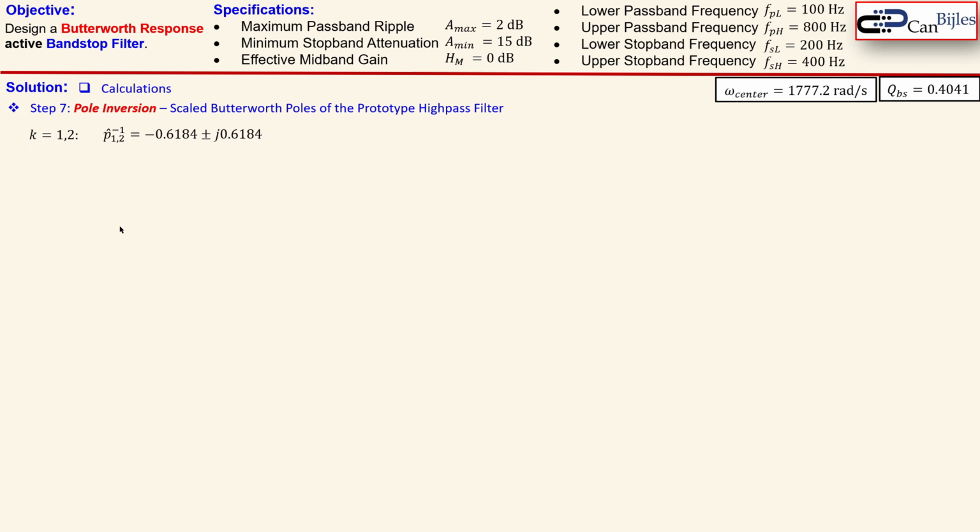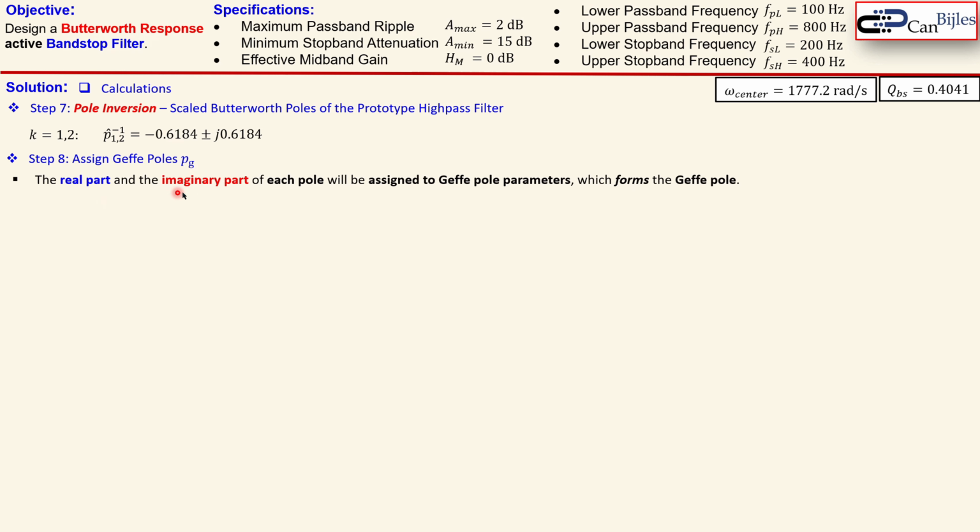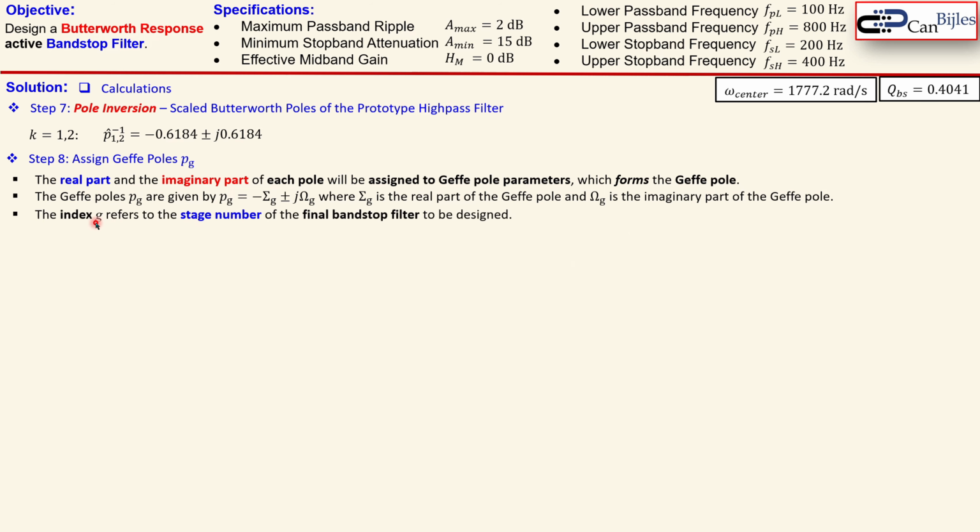And these are actually also the poles we would like to use in order to go to the band stop filter. So now the Geffe algorithm comes into play. We have now here the poles with sub g, which is our Geffe poles. The real part and the imaginary part of each pole will be then assigned to this pole of the Geffe, and which forms then the Geffe pole. And the Geffe pole is then given by this. We have here the real part, which is given by the capital letter sigma, and then an imaginary part given by the capital letter omega, as shown here. Index g, as said, refers to the stage number of the final band stop filter.